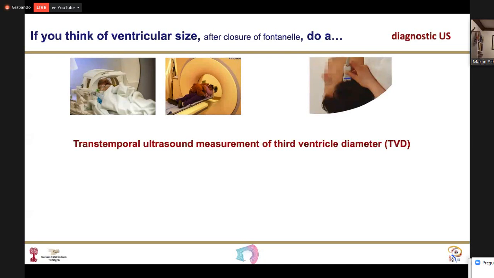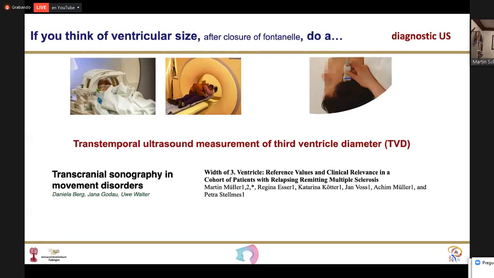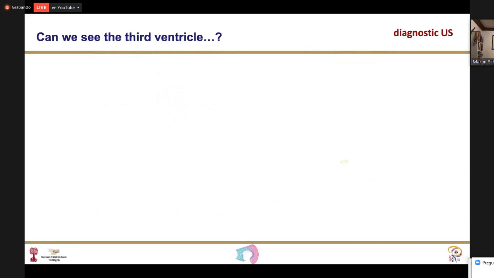Transtemporal ultrasound measurement of the third ventricle. The neurologists have done this for many years for movement disorders and looking at the midbrain, and defined age-dependent normal values for children, which is 1.5 in a healthy child and about 3 to 4 millimeters in an adult. Now the question is, can we see the third ventricle by transtemporal ultrasound? And of course, the answer is yes, in 90% of the cases.